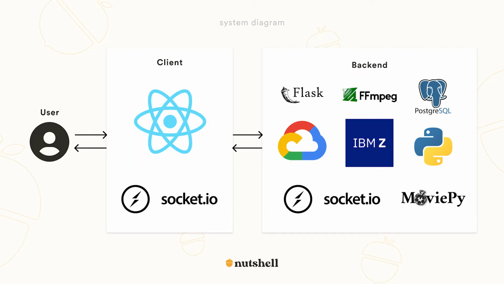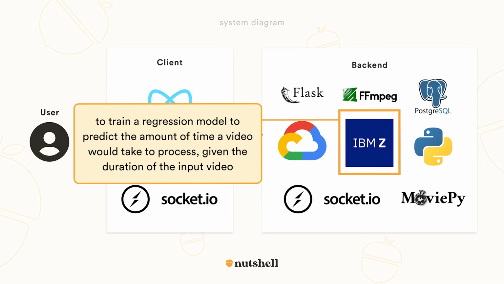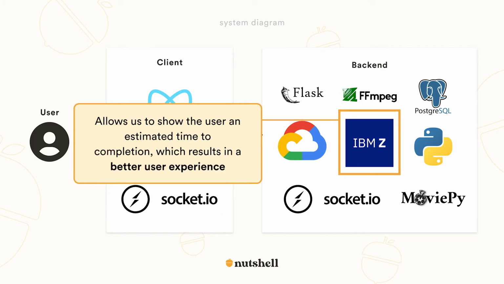Before we talk about the video generation steps in detail, let's start off with how we used IBM Z. We used IBM Z to train a regression model to predict the amount of time a video would take to process, given the duration of the input video. We had to do this because each video would take anywhere from 2 to 6 minutes, based on the length of the video, with most of the time being taken up by the call to the Google Speech-to-Text API, which is out of our control. Predicting this allows us to show the user an estimated time to completion, which results in a better user experience.